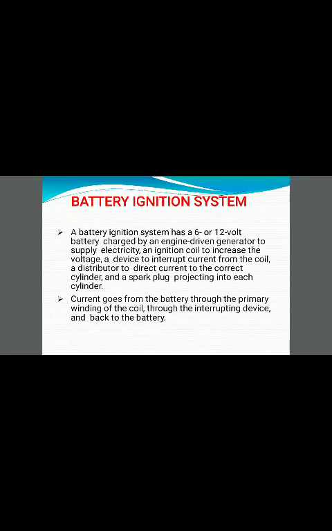In the battery ignition system, it has a 6 or 12-volt battery charged by an engine driven generator to supply electricity, an ignition coil to increase the voltage, a device to interrupt the current from the coil, a distributor to direct current to the correct cylinder, and a spark plug projecting into each cylinder. Current goes from the battery through the primary winding of the coil, through the interrupting device, and back to the battery.